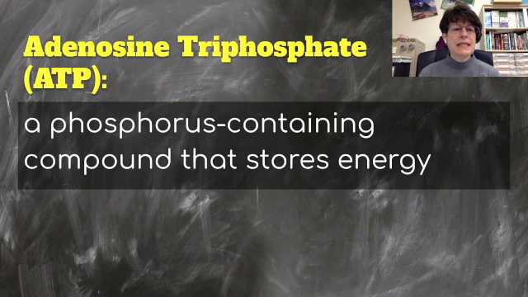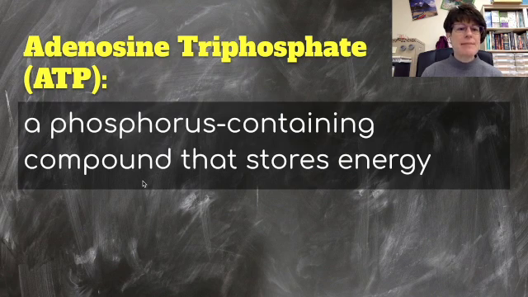Now, the link in all of this is a molecule called adenosine triphosphate. Now, that's a pretty big mouthful, so we shorten that to ATP, the A from adenosine, T from tri, and the P from phosphate. So ATP is what I expect you to remember. And this is a phosphorus containing compound that stores energy. And we'll get into that a little bit more.